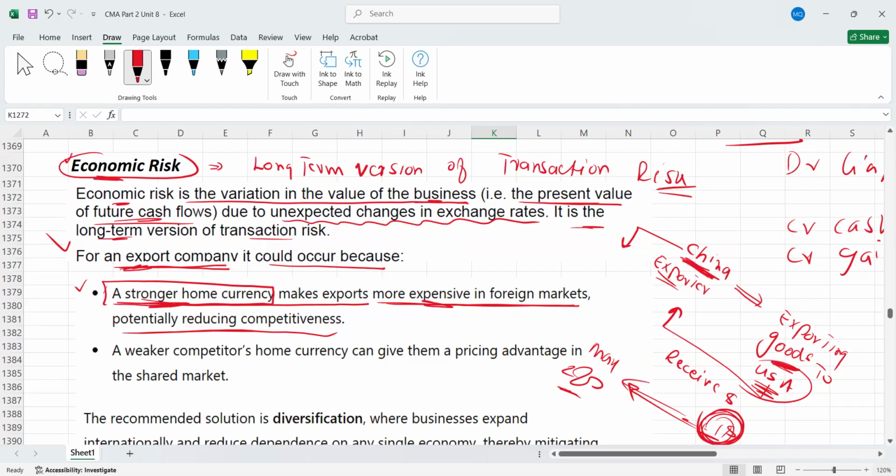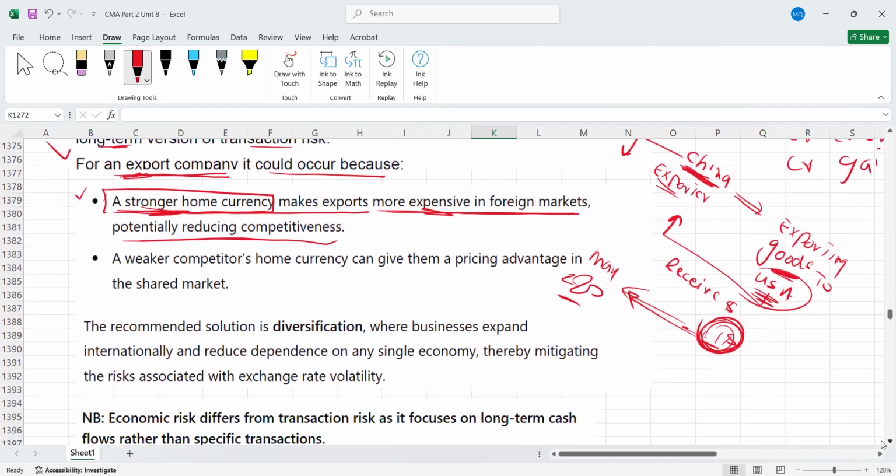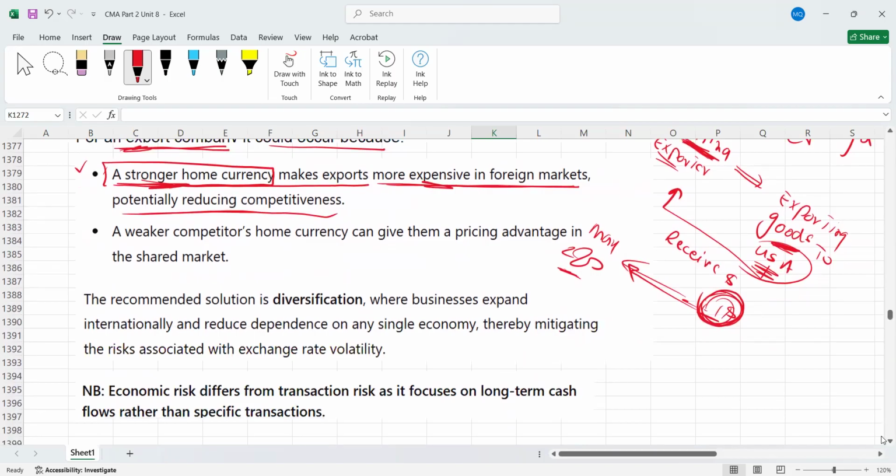This is what is called economic risk. So now the question is: how can economic risk be avoided, or, I should not say avoided, how can it be mitigated? The recommended solution is diversification. That is, don't do trade or investments only in one country.